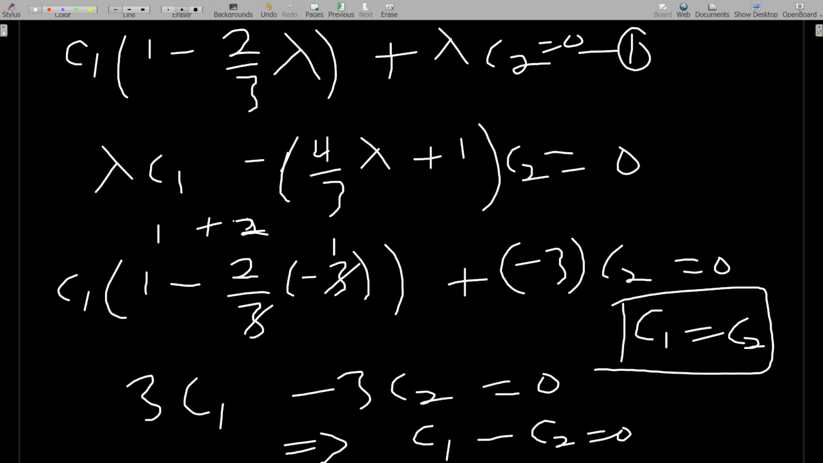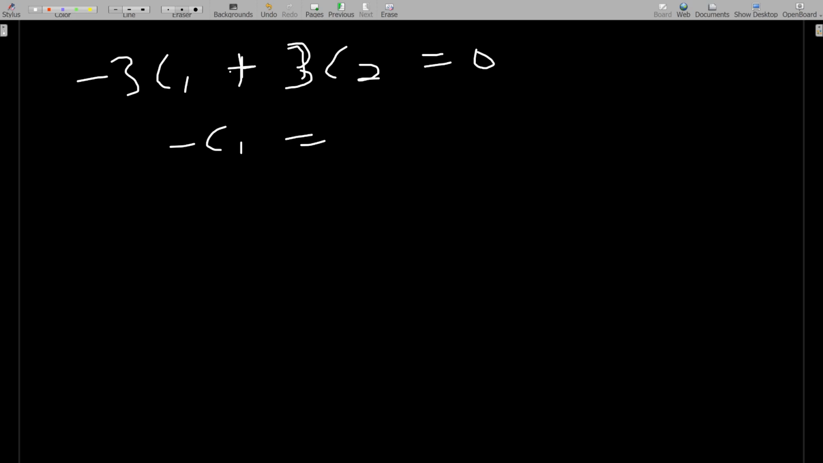So you go ahead and do the same for the second equation and see if you can get this. If you put it in the second equation, you get minus 3c1 plus 3c2 equals 0. This is what you get. So just go through it and see if you get the same thing. When I divide through by -3, I have -c1 equals -c2, and in the end c1 is equal to c2. So both equations are giving us the same thing.